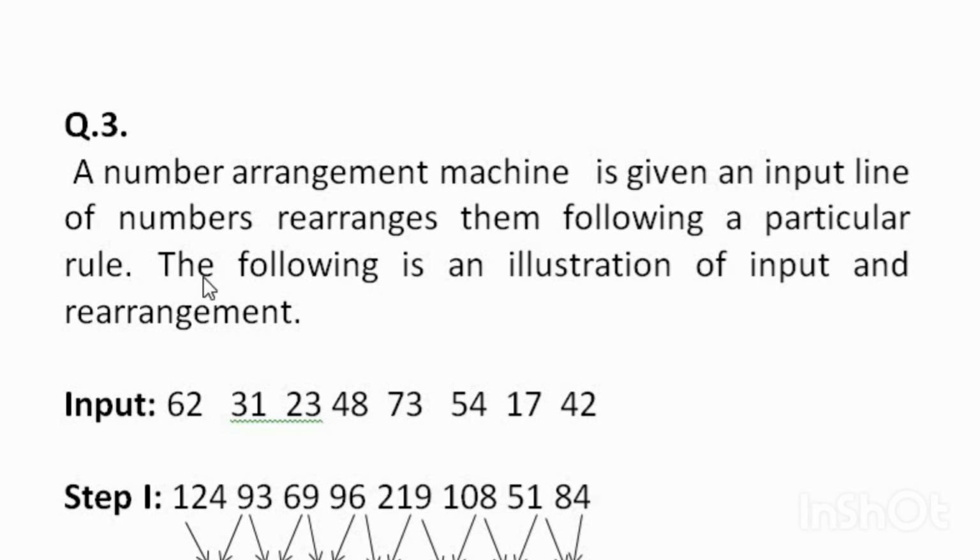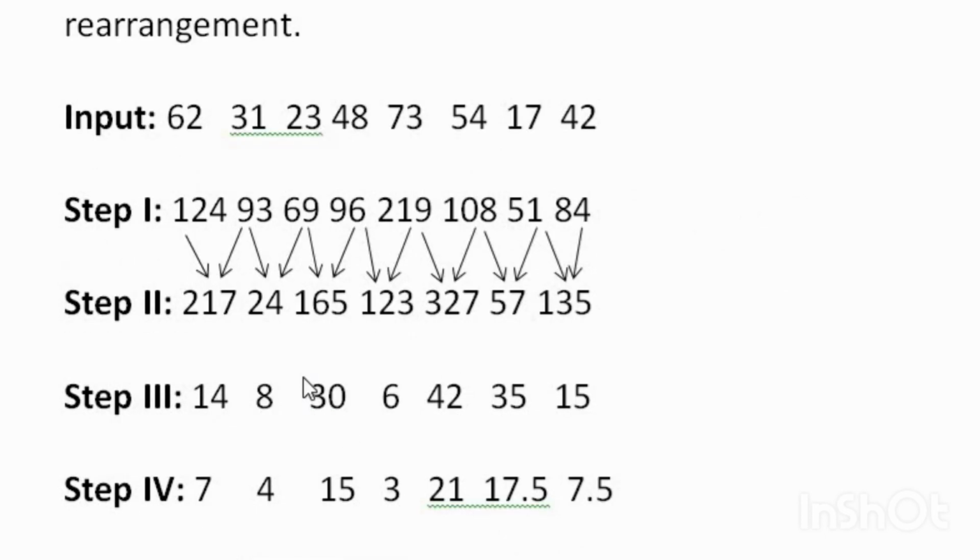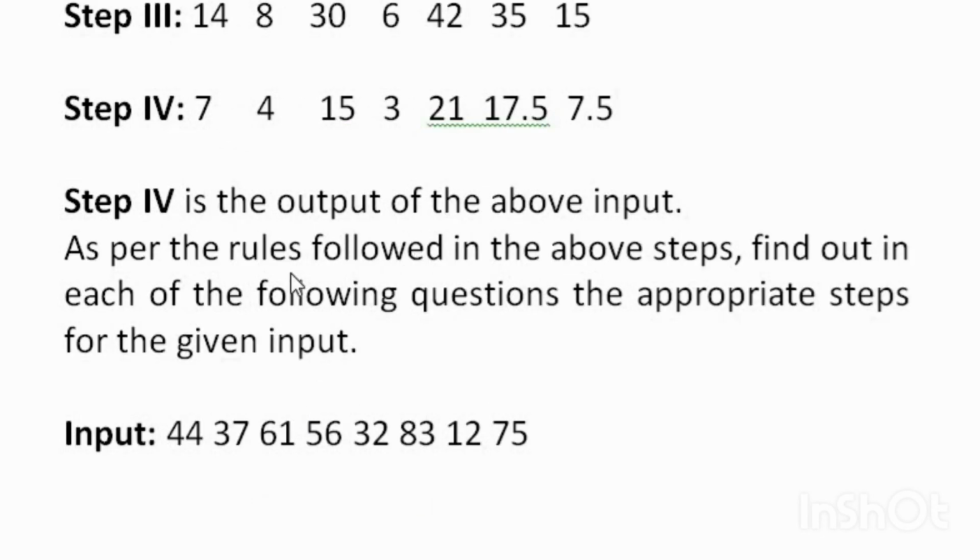And the third workout question. A number arrangement machine, when given an input line of numbers, rearranges them following a particular rule. The following is an illustration of input and rearrangement. And the input is 62, 31, 23, 48, 73, 54, 17 and 42. And these are the 4 steps based on the above input. Step 4 is the output of the above input. As per the rules followed in the above steps, find out in each of the following questions the appropriate steps for the given input. And the input is 44, 37, 61, 56, 32, 83, 12 and 75.